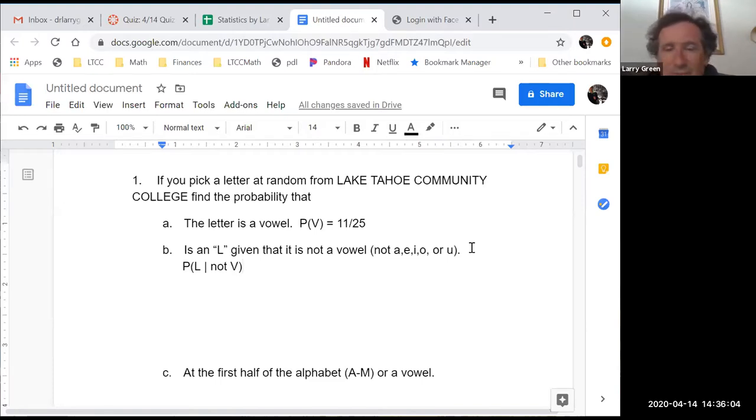What we want to do is look at the not vowels. How many not vowels are there? Well, there are 11 vowels and 25 letters. 25 minus 11 is 14. So the denominator will be 14. Then among the not vowels, how many L's are there? L is not a vowel, so basically, how many L's are there? There's an L in Lake, and there are 2 L's in College. So 3 out of 14. A few of you got it, after a few tries.